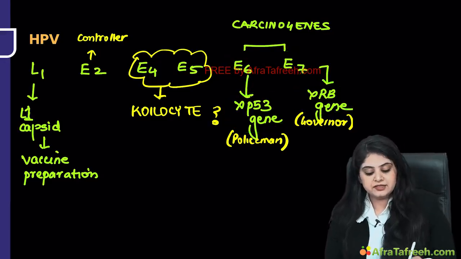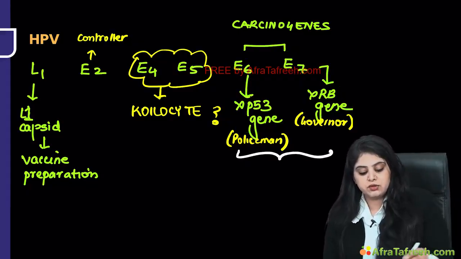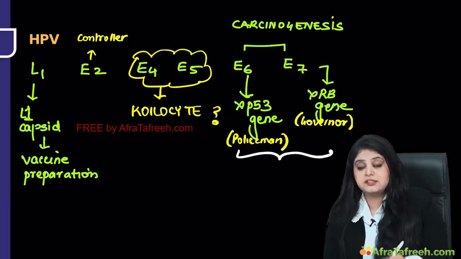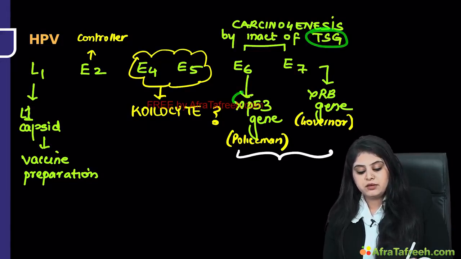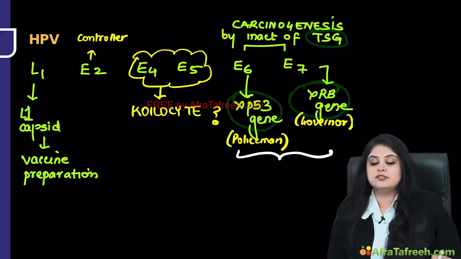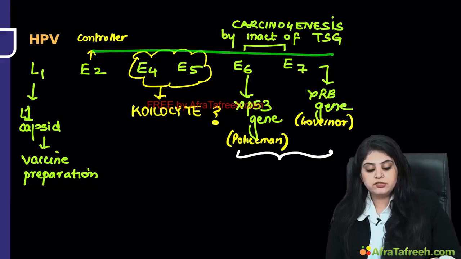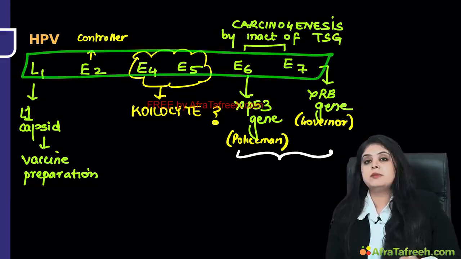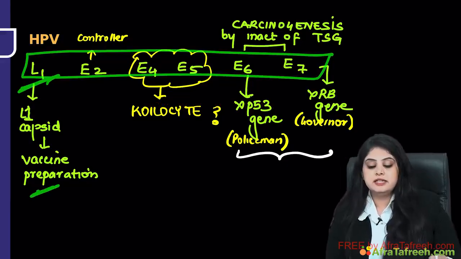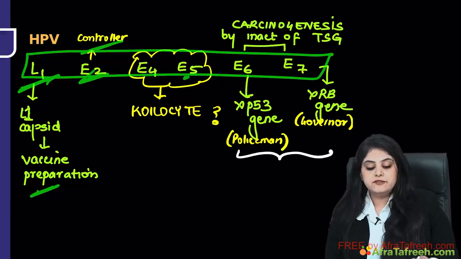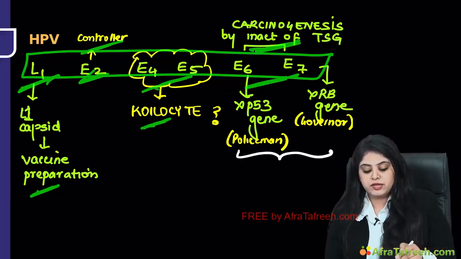So basically I can say carcinogenesis, that cancers that are being caused, are by inactivation of the tumor suppressor genes. Tumor suppressor genes are P53 and RB genes. These are all the molecules that you had to know for human papilloma virus. Repeating, what question has come on L1? For the vaccine. E2 is the controller. E4 and E5 make koilocytes. E6 and E7, they are responsible for cancers.